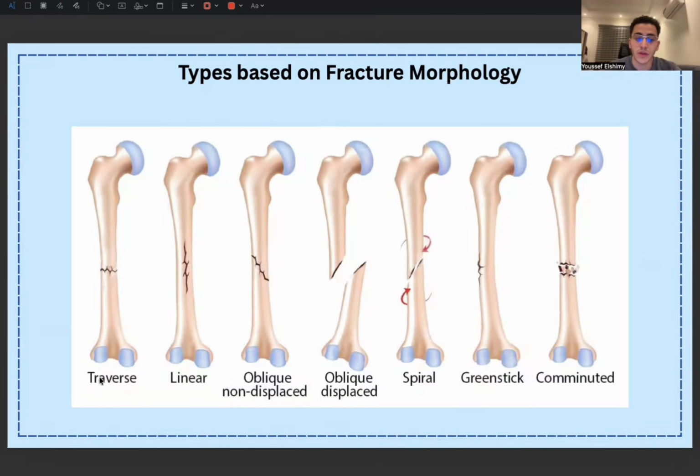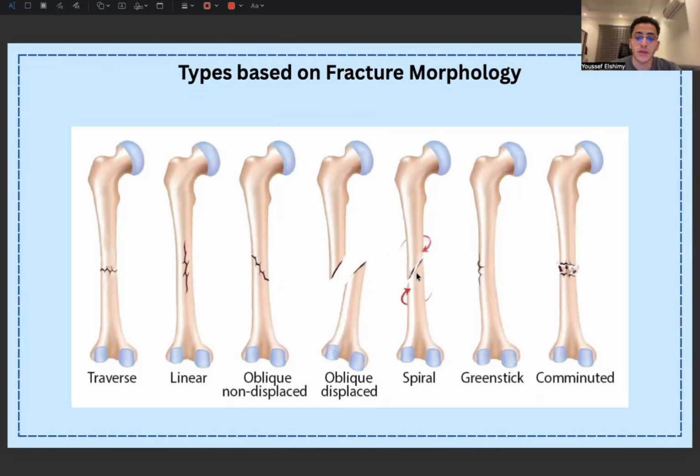So transverse fractures are basically horizontal lines or horizontal breaks in the bone. Then we have the linear, in which the lines align parallel to the bone axis. Then we have oblique, in which the fractures occur at an angle. It could be non-displaced or displaced. Non-displaced means that the bones are still aligned together. In oblique displaced, the bones or the shafts are shifting. They're not aligned together.